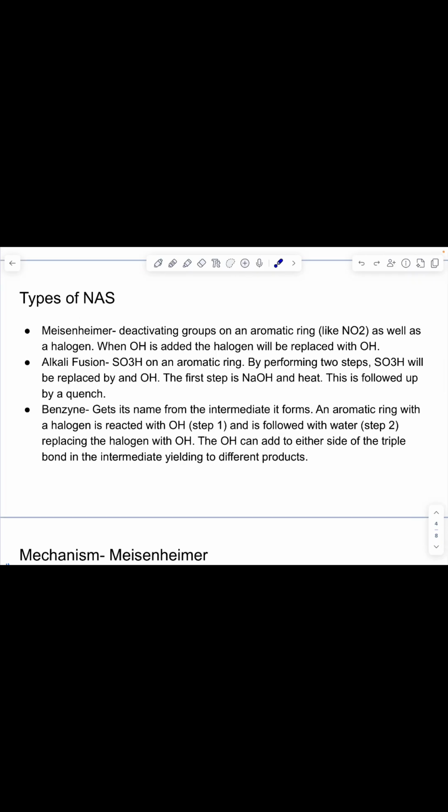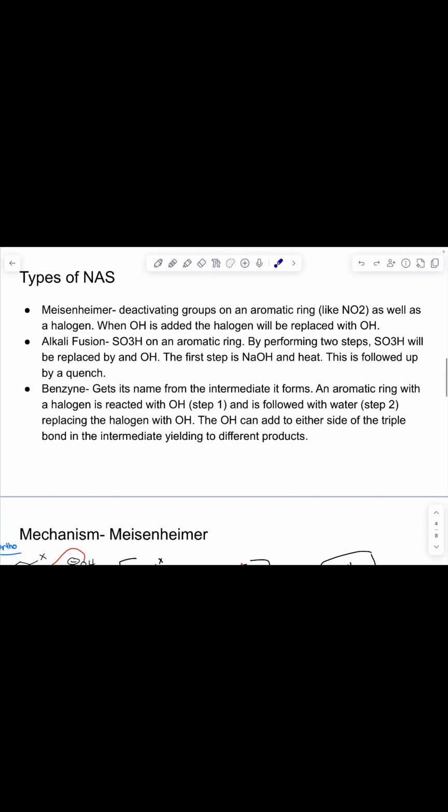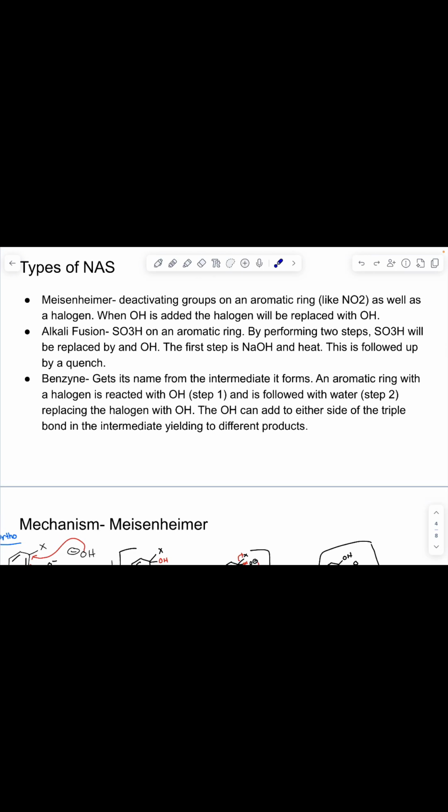The second type of NAS is alkali fusion. This is characterized by an SO3H group on an aromatic ring. These are all going to be aromatic rings, but it's carried out in two steps. The first step uses sodium hydroxide and heat. This heat is very high. I don't remember what it actually is, but it is a very high temperature. And then it's followed up with H3O+ normally, which is just a quenching step. Yeah, not a whole lot is super clear about alkali fusion so far, but yeah.